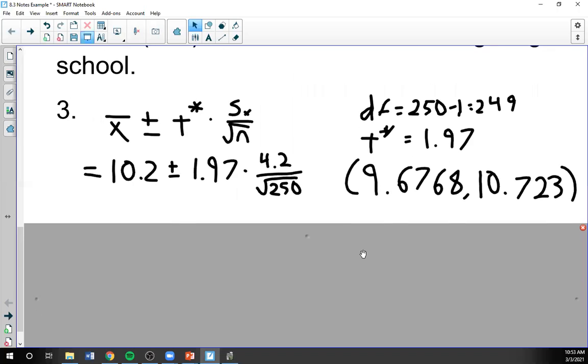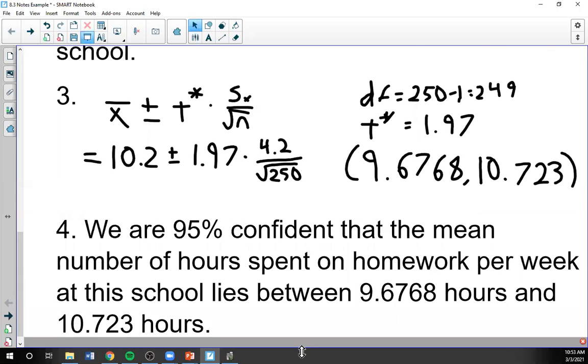There's the interval, so interpretation. We are 95% confident that the parameter, which is the mean number of hours spent on homework per week in this school, lies between 10.6768 hours and 10.723 hours.